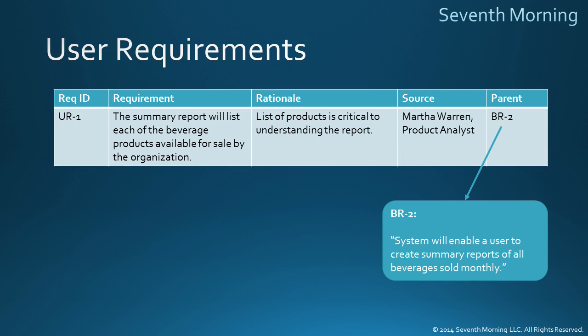System will enable a user to create summary reports of all beverages sold monthly. Including the parent on derived requirements helps us to create a hierarchy of requirements, which is really helpful for organizing the collection. It also helps us by tracing the requirement, which we spoke about earlier. When you combine the last three columns together, the rationale, the source, and the parent, you get a good idea of where the requirement comes from and why it's important. In other words, for this requirement, Martha Warren, the product analyst, says that her requirement is critical to understanding the report described in business requirement BR2.